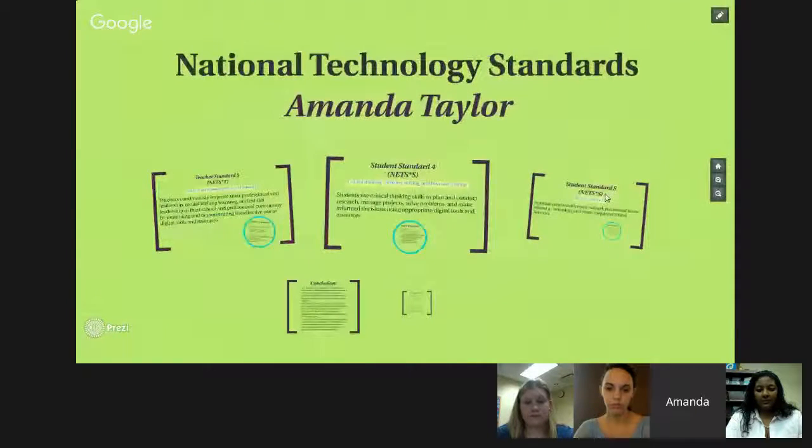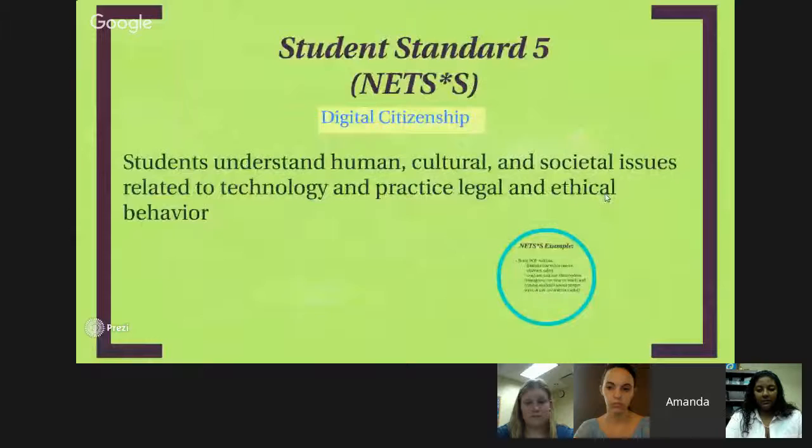And then I had student standard number 5 as well, and this one is digital citizenship, and students should be able to understand human, cultural, and societal issues related to technology and practice legal and ethical behavior. And so students should practice safe and legal responsibility in the use of information and technology. Also, students should have a positive attitude towards using technology.